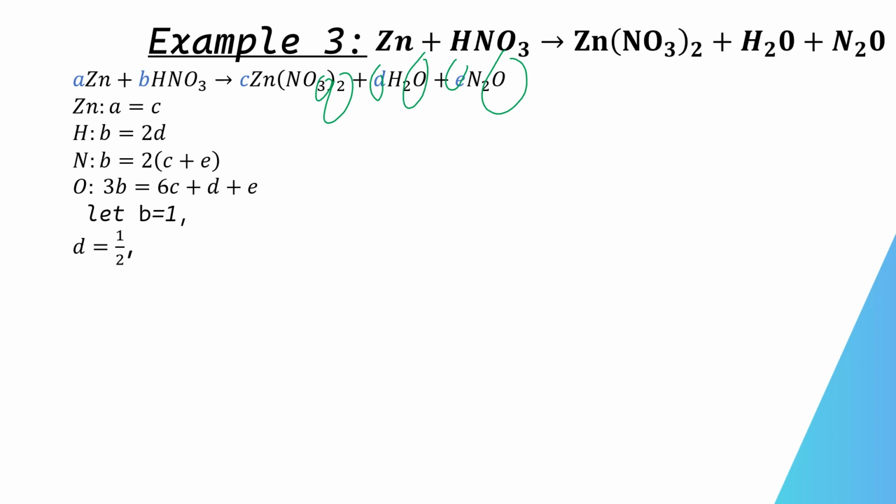Now, directly, we can see that d is equal to 1/2. Because if b is equal to 1, 2d will be equal to 1. Then d will be equal to 1/2.